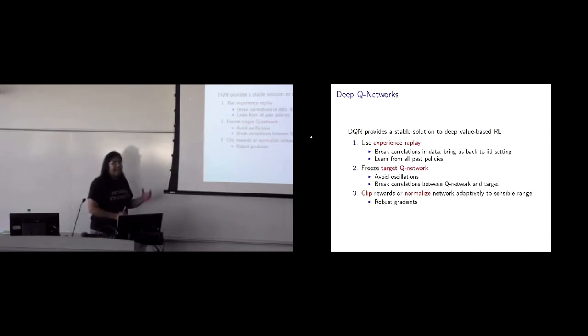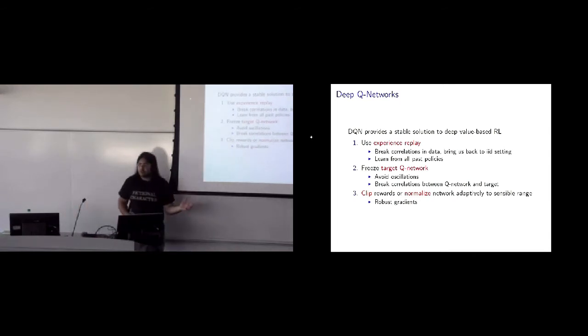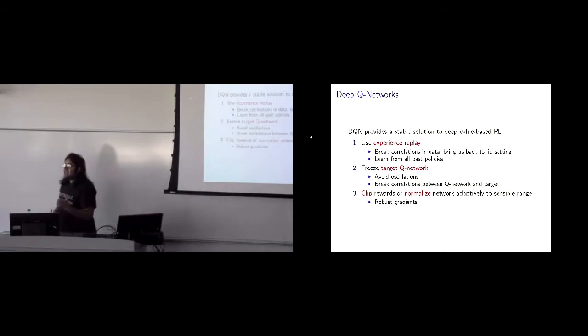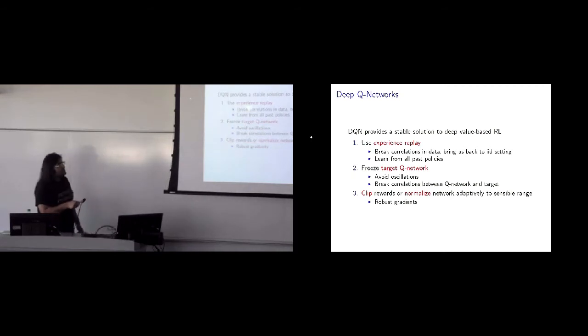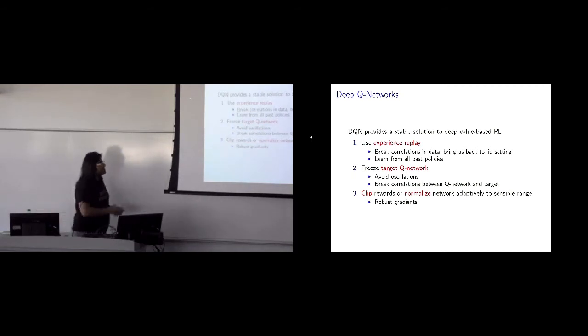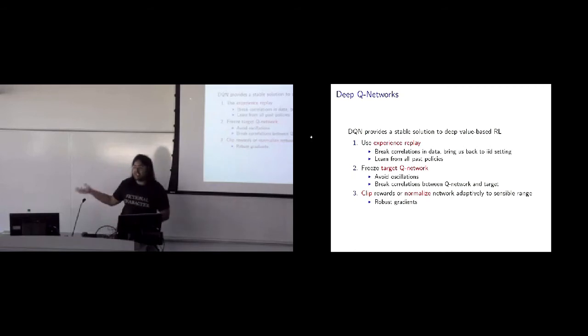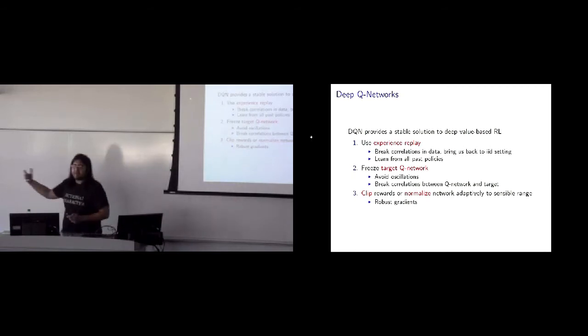DQN, the algorithm, deep Q networks, proposed by Mnih and others at DeepMind, solves all these problems with three interesting proposals. One, use experience replay. What does that mean? What's experience replay? We know what experience is. A memory of what we've observed.